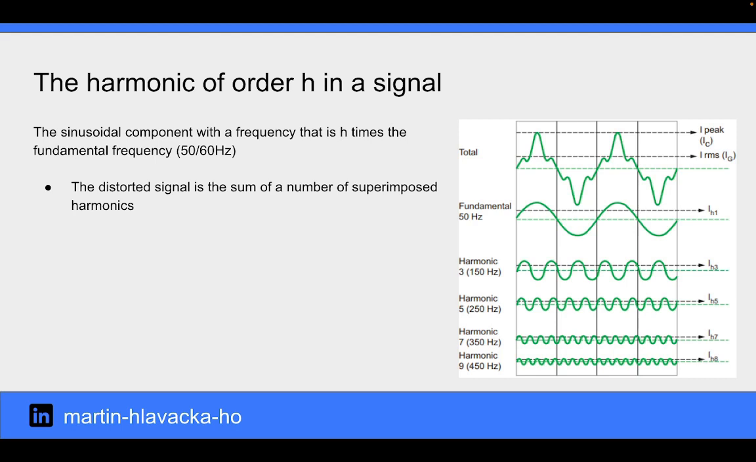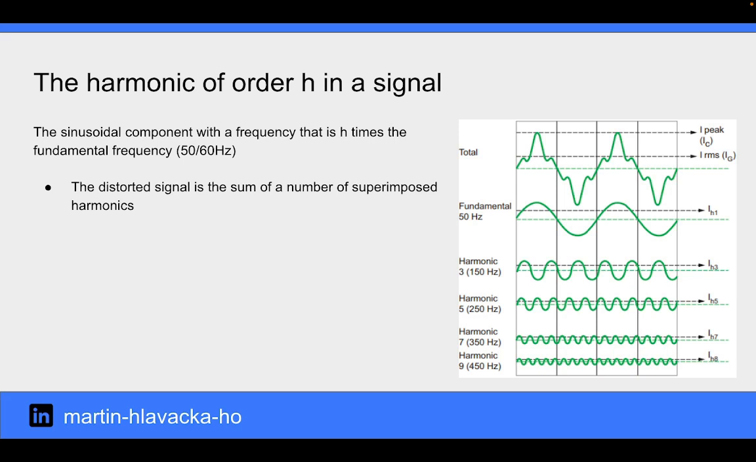The harmonic of order h in a signal is the sinusoidal component with a frequency h times the fundamental frequency. By looking at the image, you can see the fundamental frequency, which is 50 Hz. You can also hear about the fundamental frequency as the first order harmonic. The third order harmonic has a frequency of 150 Hz. The fifth order harmonic has a frequency of 250 Hz, etc.